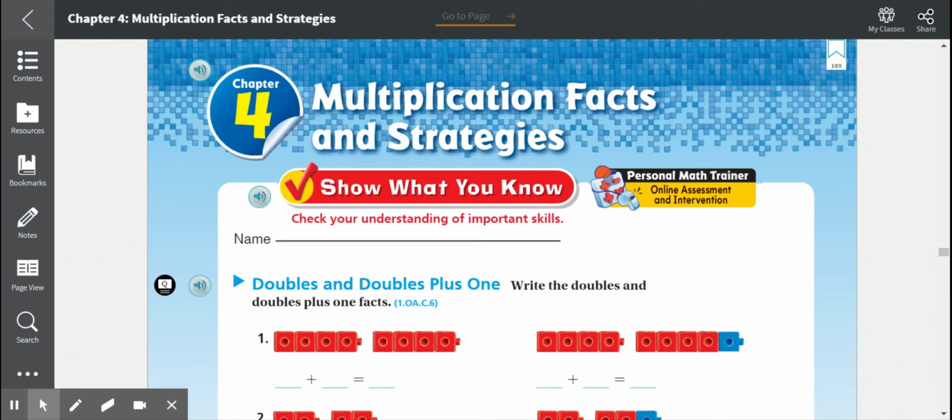So, today we're going to start on chapter 4. Chapter 4 is called Multiplication Facts and Strategies. So, when we think of multiplication facts and strategies, they are different ways that we can solve problems.